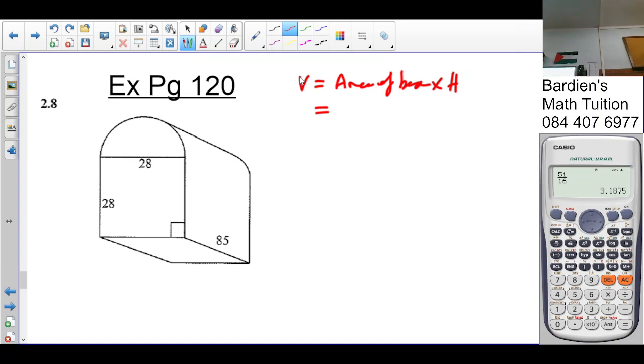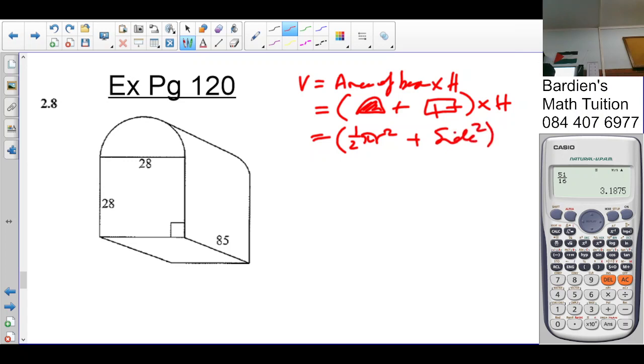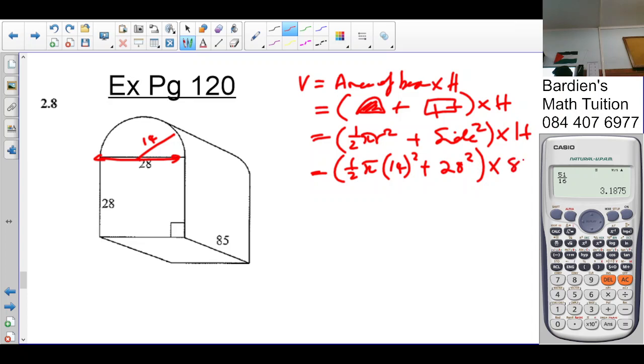Okay. So if you're looking at the area of this base, the semicircle plus a square times the depth of the object. How do you calculate the area of a semicircle? Pi r squared divided by 2. Okay? Plus area of a square, side squared. So let's do the substitution. It's going to be a half pi. What's your radius value? So remember that your radius is going to be 14. So it's 14 squared plus 28 squared, the sides of the square, times the height, which is 85.